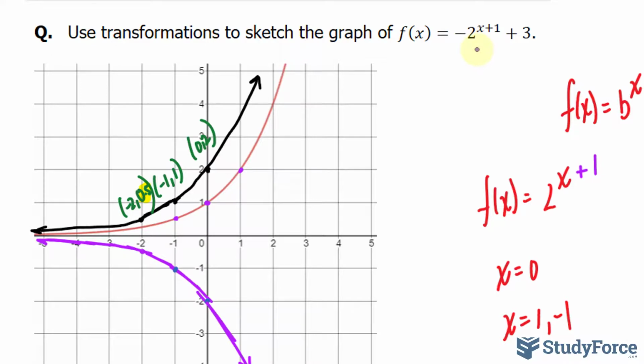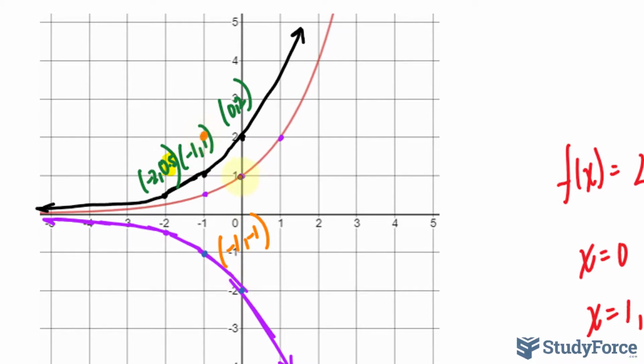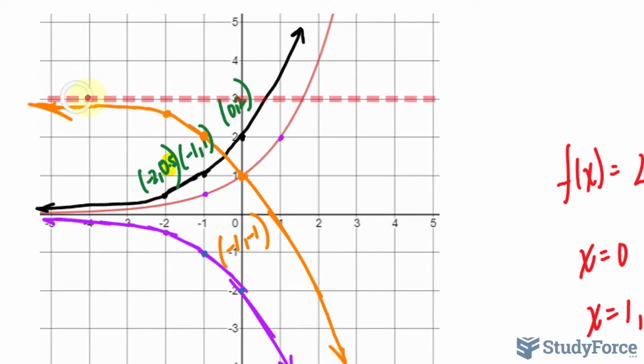Finally, this plus 3 tells us that we have to vertically shift every point 3 upwards. If it's plus, it goes up, and if it's negative, it goes down. So this point, for example, which is at negative 1 and negative 1, now becomes negative 1 and positive 2. So negative 1 and positive 2 is right there. This goes up here, and that goes up here. So we have a new sketch that looks like this. Notice that I've respected the horizontal asymptote that remained throughout the process.